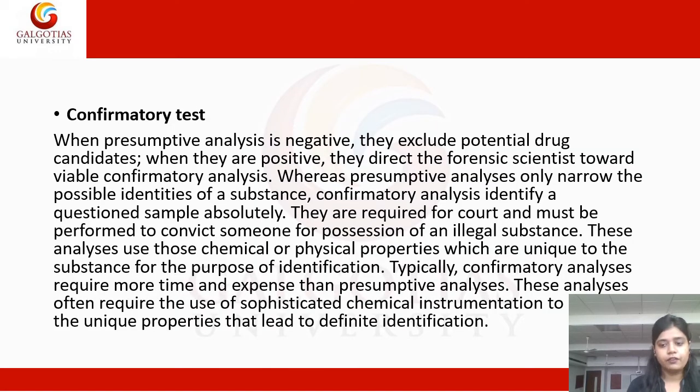Then we move on to the confirmatory test. When a presumptive analysis is negative, it excludes the potential drug candidate. When it is positive, it directs the forensic scientist toward viable confirmatory tests or analysis. Whereas presumptive analysis only narrows the possible identities of a substance, confirmatory analysis identifies a question sample absolutely. They are required for court and must be performed to convict someone for possession of an illegal substance.